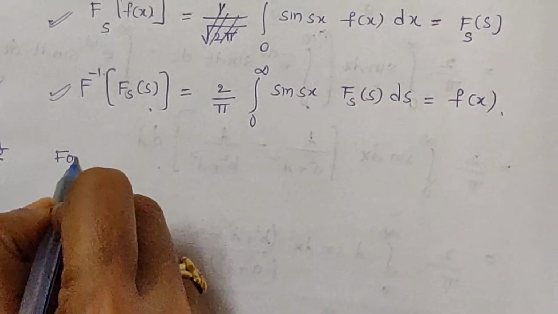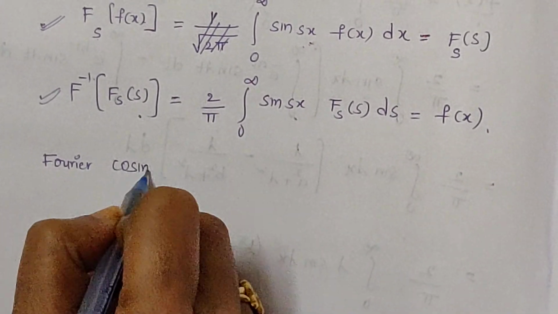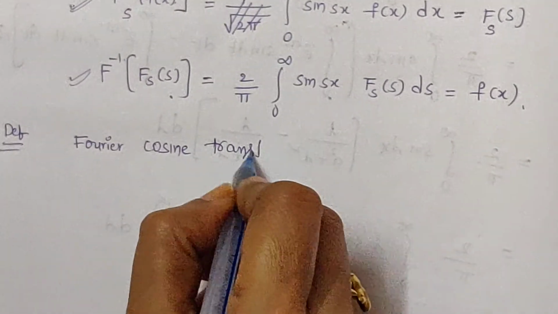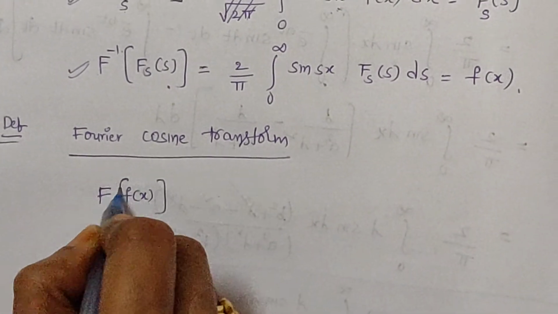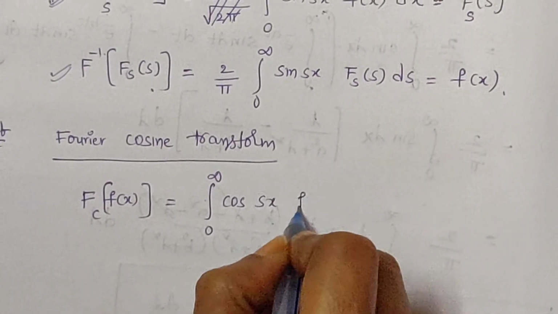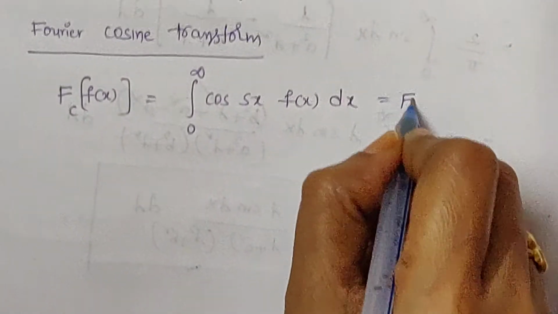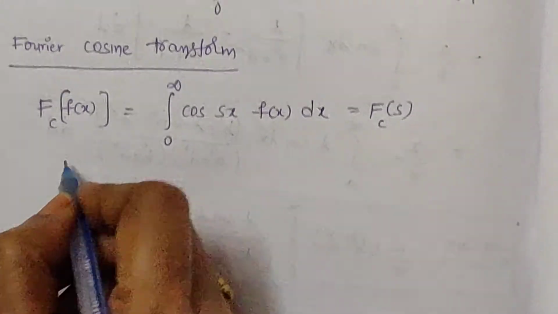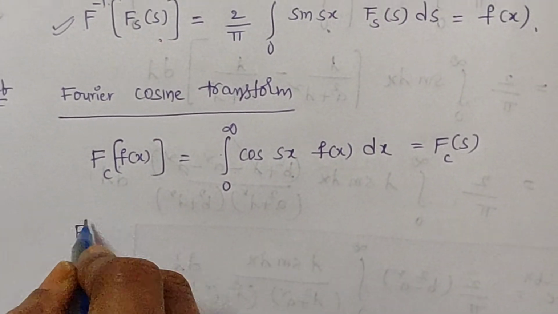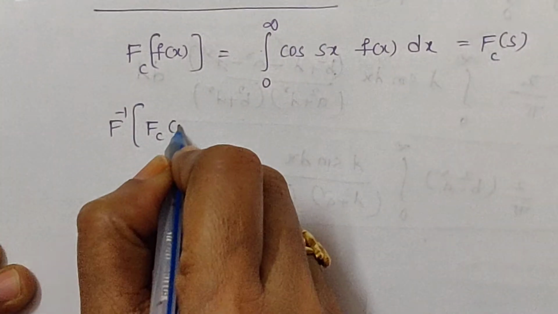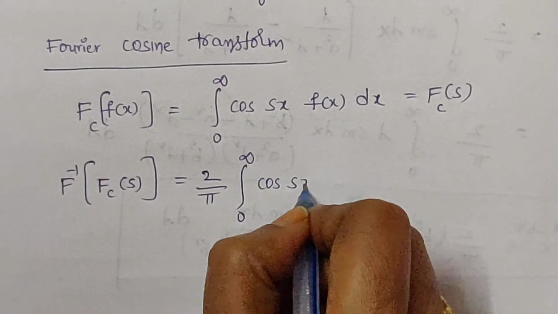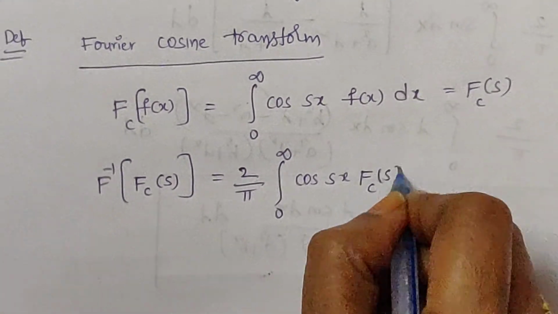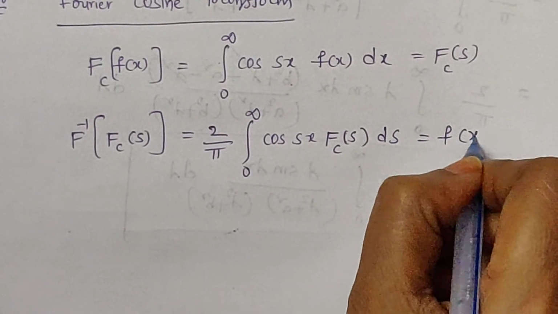Next one is Fourier cosine transform. Fourier cosine transform is denoted like this, and is given by integral 0 to infinity cos sx f of x dx. It is also denoted by Fc of s. Inverse Fourier cosine transform is denoted by equal to 2 by pi integral 0 to infinity cos sx Fourier cosine transform ds. It is also equal to f of x.